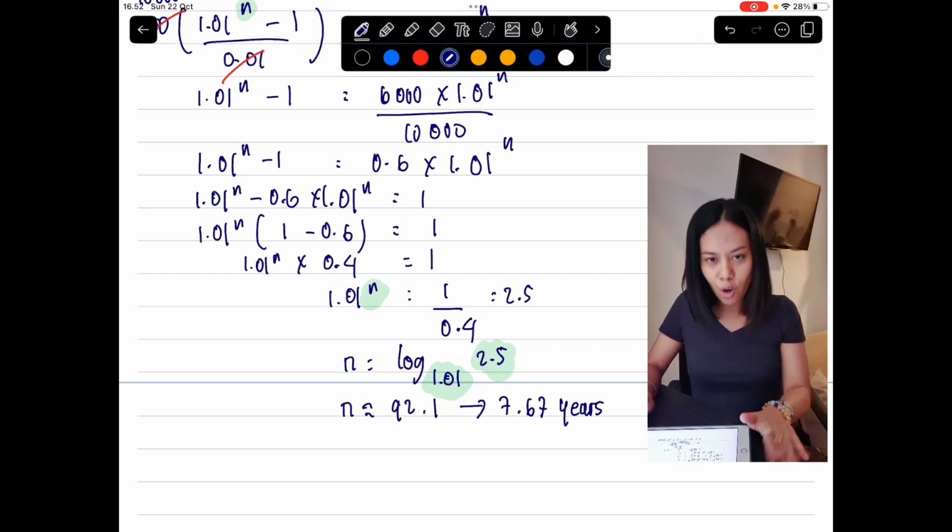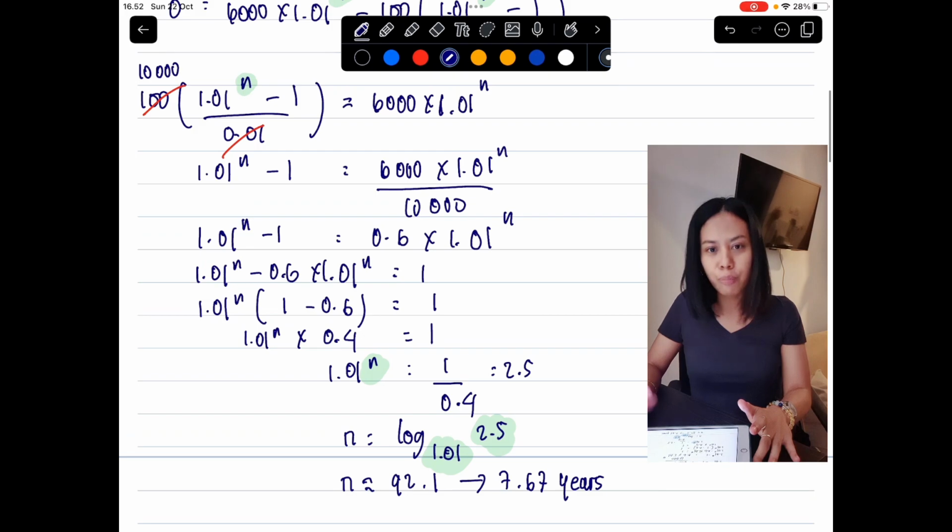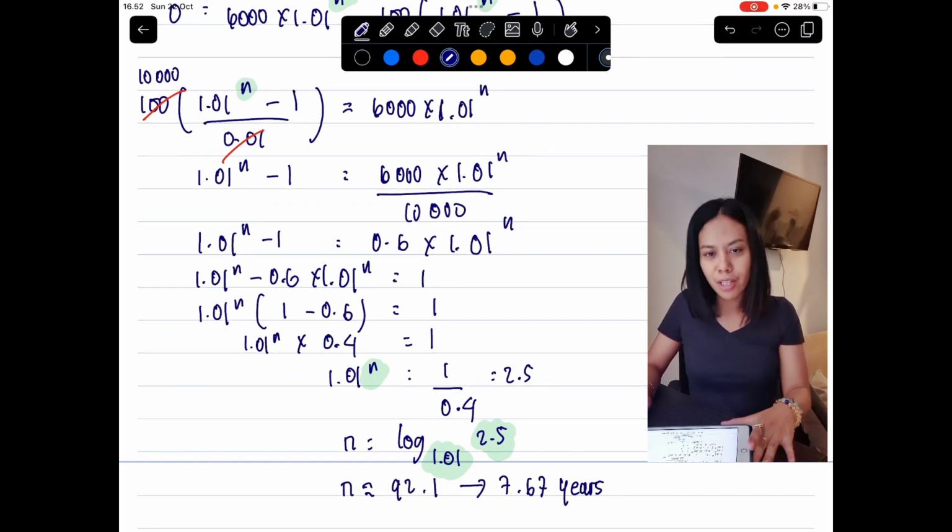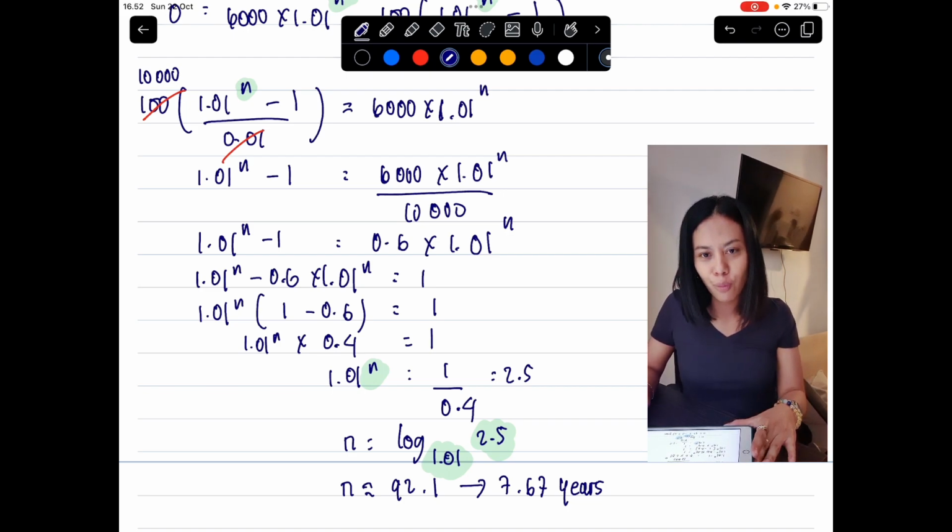So, okay, I hope this will be helpful and it will help you to understand more about compound interest using the geometric series.